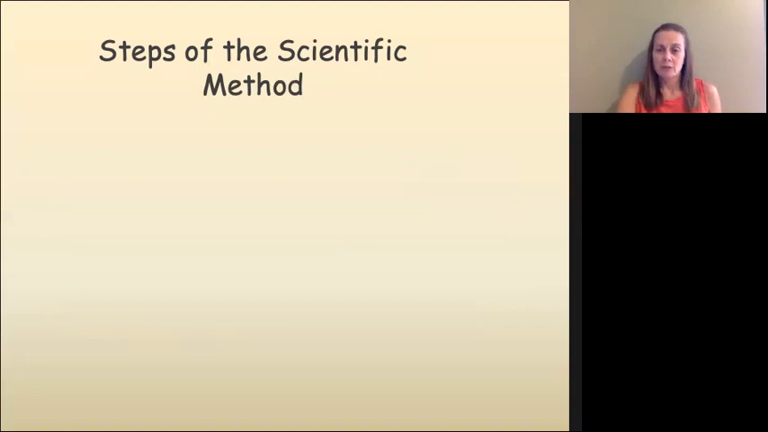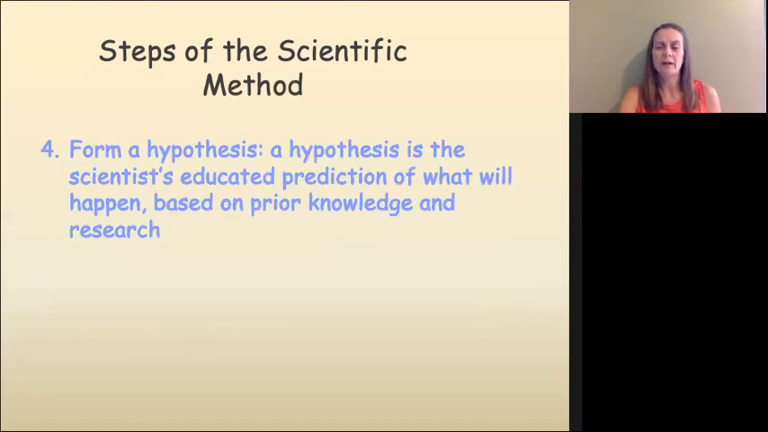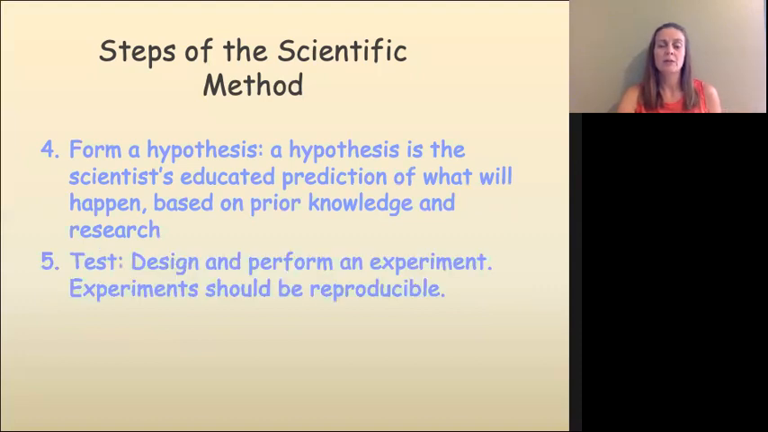Once we've done our research, we can start to think of solutions to our problem or answers to our question, and we call that a hypothesis. So a hypothesis is our educated prediction, based on that research, based on that prior knowledge, of what's going to happen in response to a change that we are going to make. And making that change means that we are going to test. We're going to design an experiment. We are going to make a change. We're going to observe the results of that change.